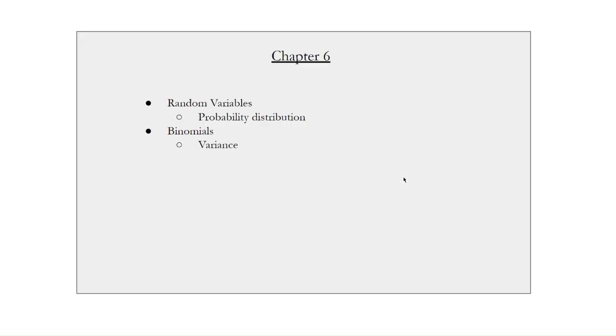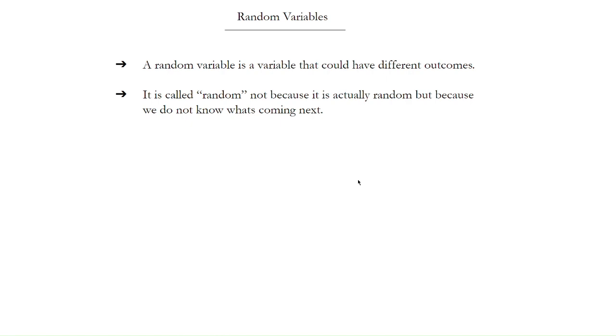In this video we'll be going through random variables, probability distributions, binomials, and variance. What is a random variable? A random variable is a variable that could have different outcomes. It is called random not because it is actually random, but because we do not know what's coming next. There are two types of random variables: discrete random variables and continuous random variables.